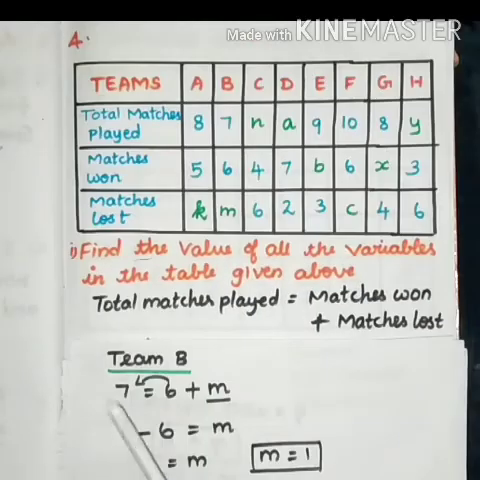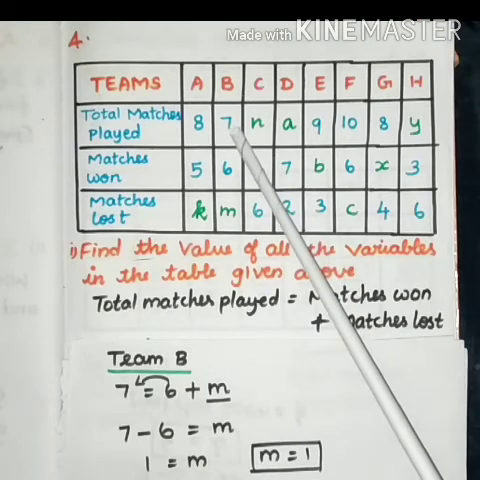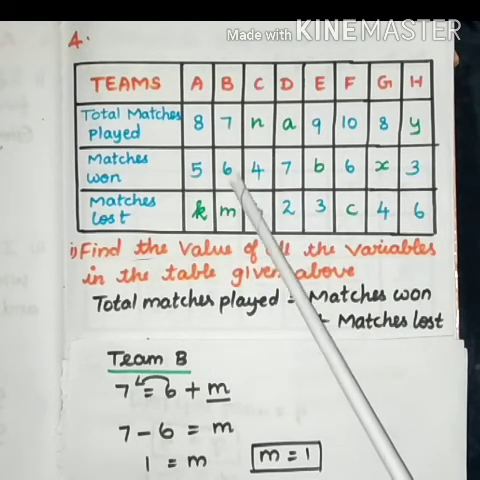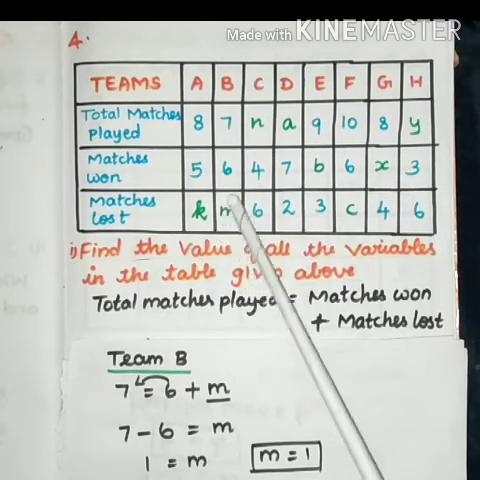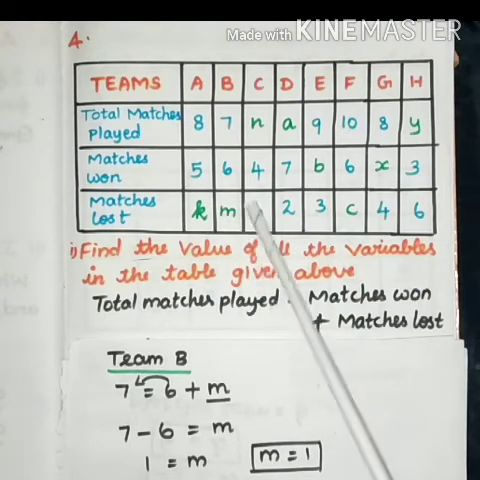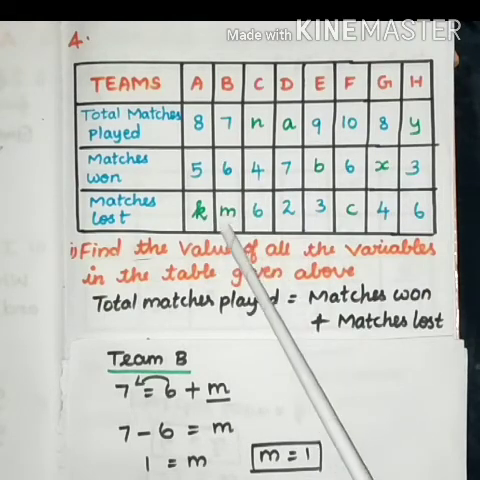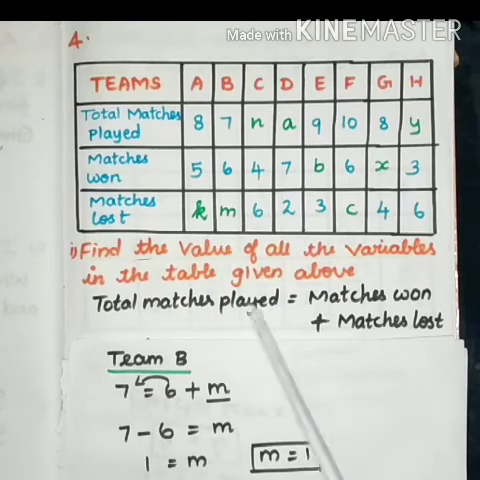Next is team B. In team B, total matches played is 7. Matches won is 6. Matches lost is not given. So they take the unknown value as what? Variable M. See, total matches played is 7. Matches won is 6. Matches lost is M. You have to find the unknown value, that is variable M.